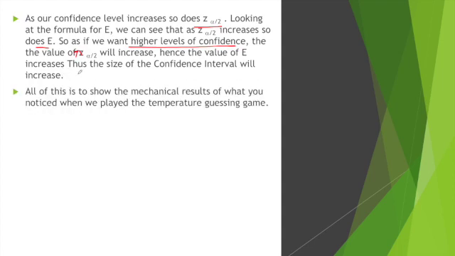All of this is to show the mechanical results of what you noticed when we played the temperature guessing game, right? As our sample got bigger and bigger, as our error bound, when we were guessing temperature, got bigger and bigger, you felt more confident that you had guessed the temperature correctly. But our interval also grew as well.